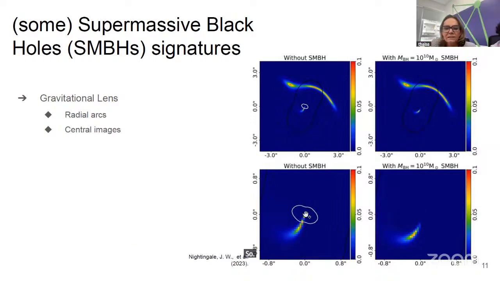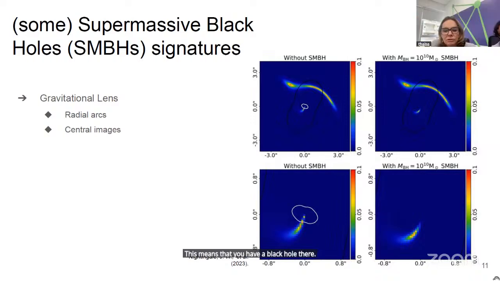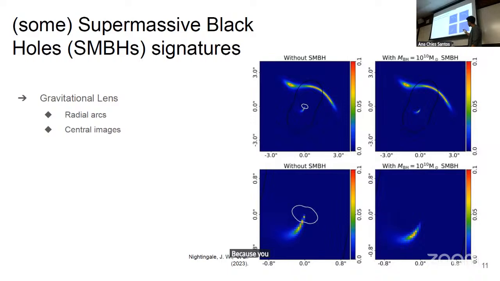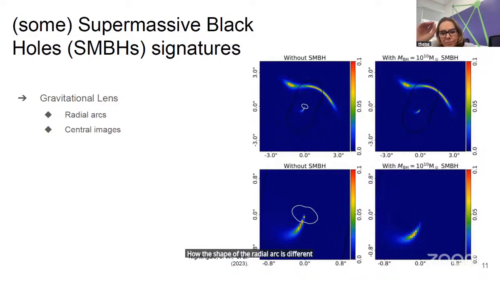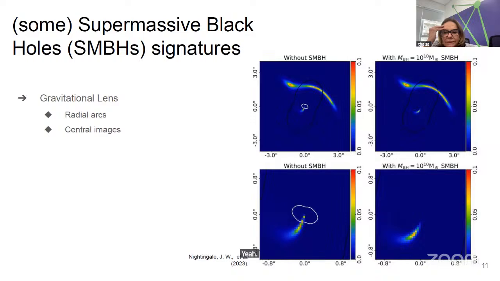So this means that there is a black hole there? This means that you have a black hole there. Because you don't have any light, is that what you're saying? Because you don't have enough flux and you change the shape of the radial arc. It's a combination of both. Oh, the shape of the radial arc is different. So the presence of this radial arc reveals or not the black hole there. Could reveal, yeah. It's a way to constrain the black hole mass.